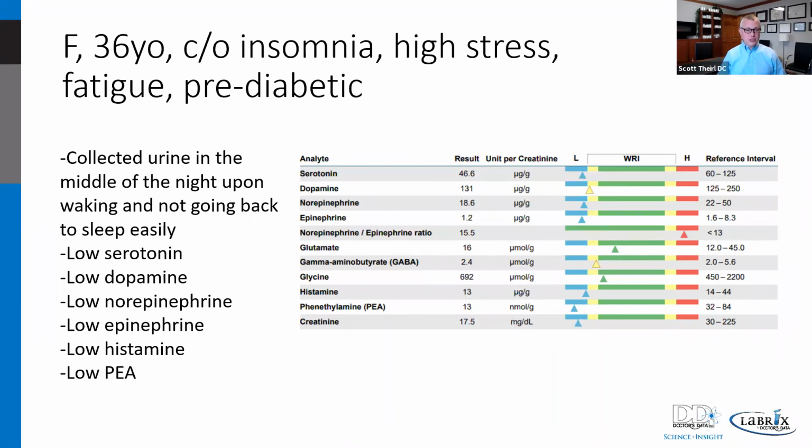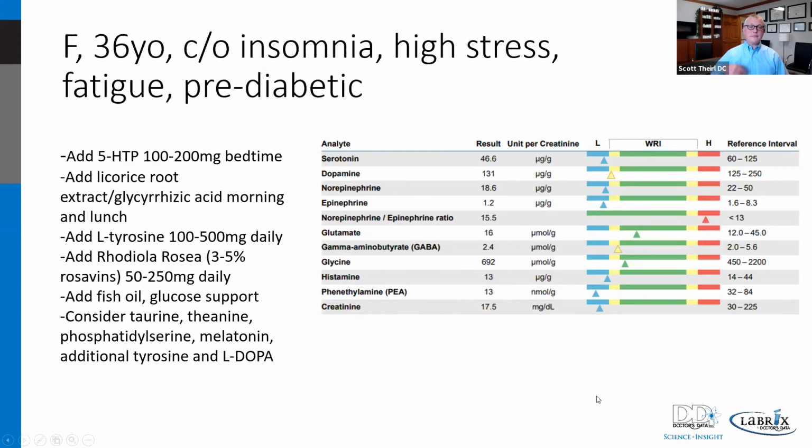What are we gonna do? We need to make sure her serotonin goes up, and we need to get that cortisol reset a little bit. We can also potentially look at some GABA, 2.4, reference range is 2 to 5.6. That is an opportunity. Start with 5-HTP. Give it at bedtime. Start with 50 to 100 milligrams.